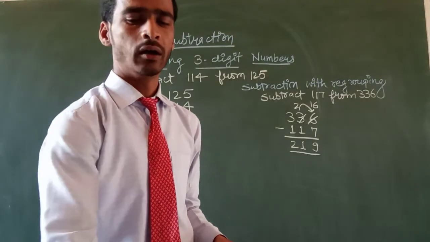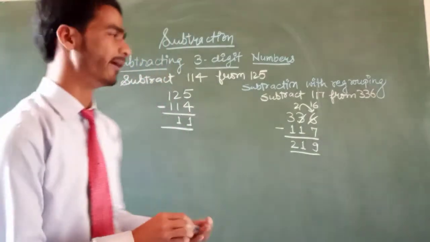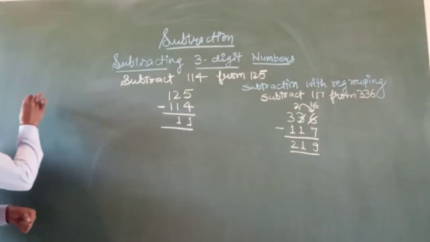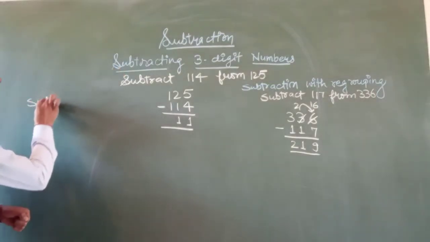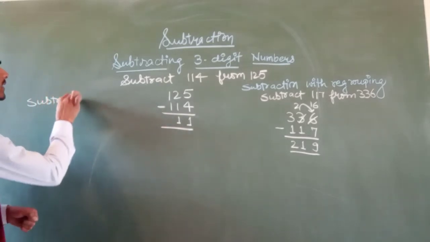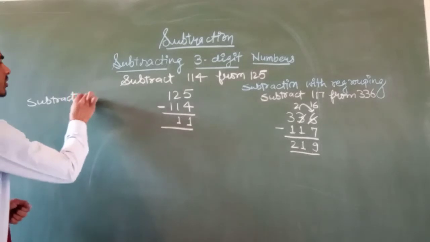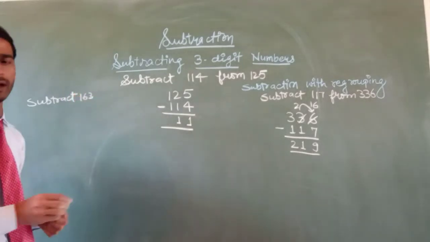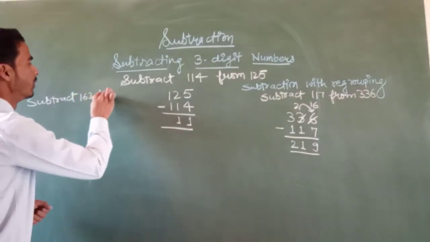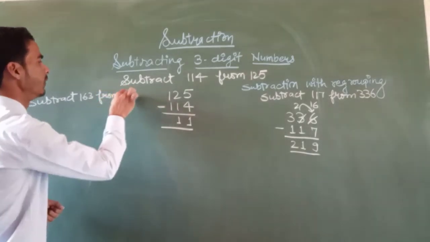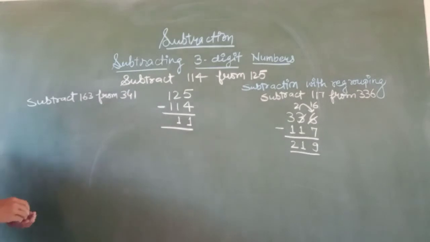Now let's take another example. There is a question on subtraction with regrouping: subtract 163 from 341. Let's see how we can subtract it.